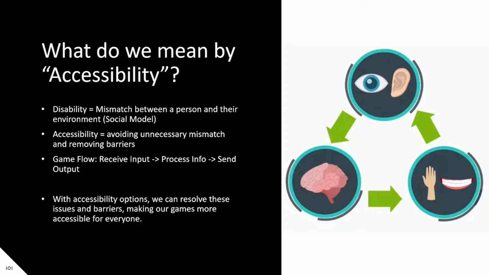By adding an elevator, that can help make them everything. And so if we think about the general game flow, and try to adapt and think about accessibility in terms of games, with the game flow we receive some input, we process the information, and then we send the output to the game.